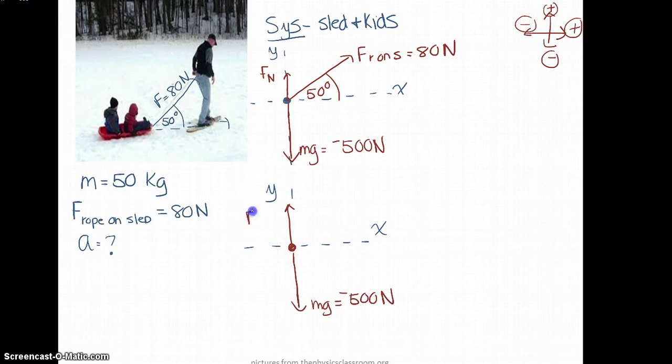I'm just going to draw the vector shorter than I drew for the weight force. But again, I'm just not quite sure how much that is yet, so I'm going to leave that as a question mark. I do know that there will be some y component to the force of the rope on the sled.